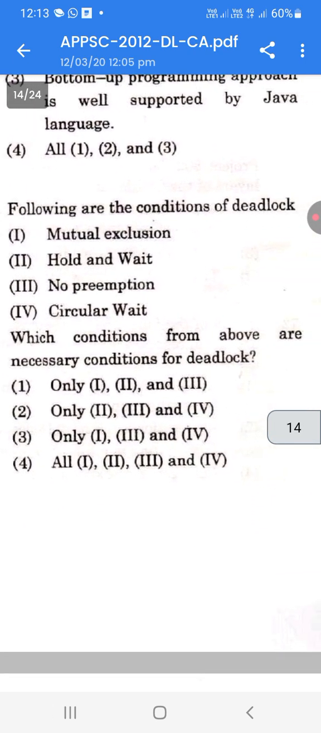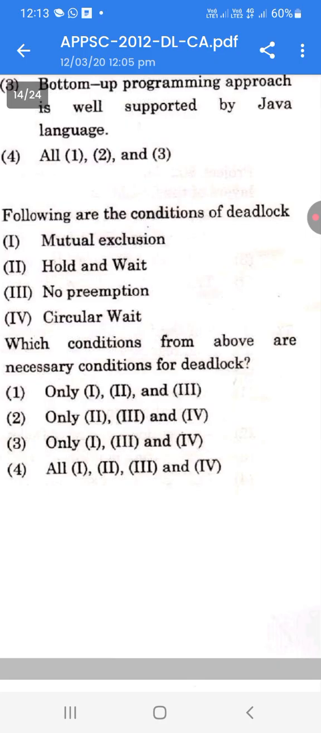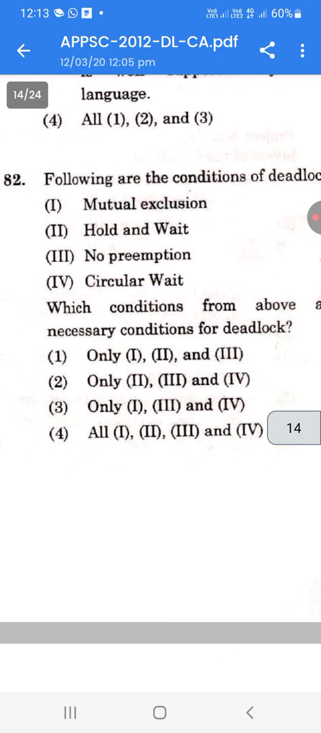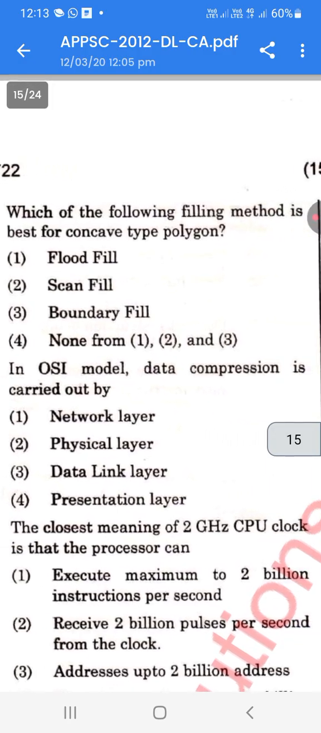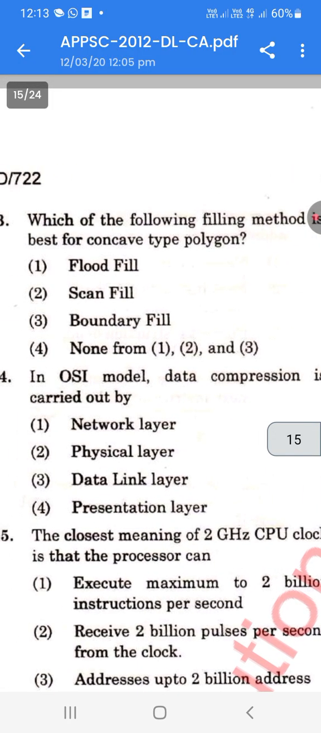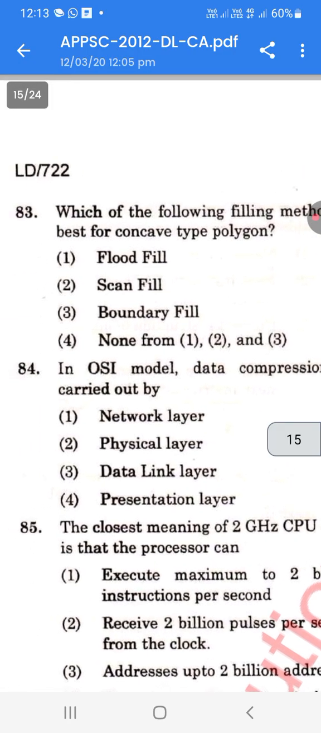82. Following are the conditions of deadlock. All 1, 2, 3 and 4: mutual exclusion, hold and wait, no preemption, circular wait. 83. Which of the following filling methods is best for concave type polygon?